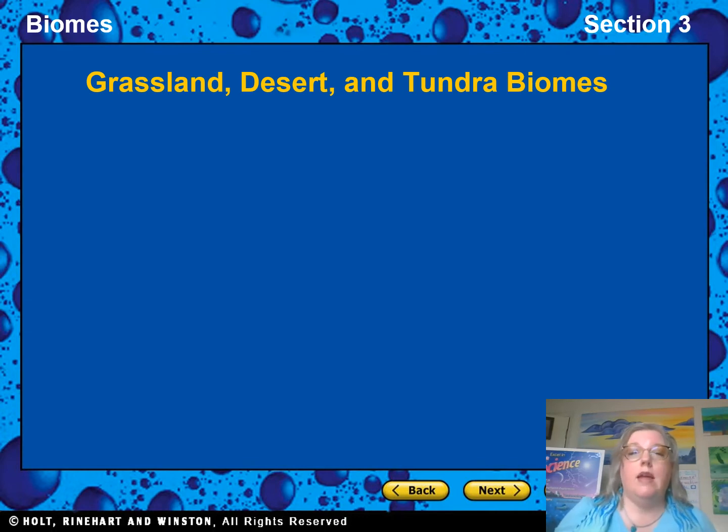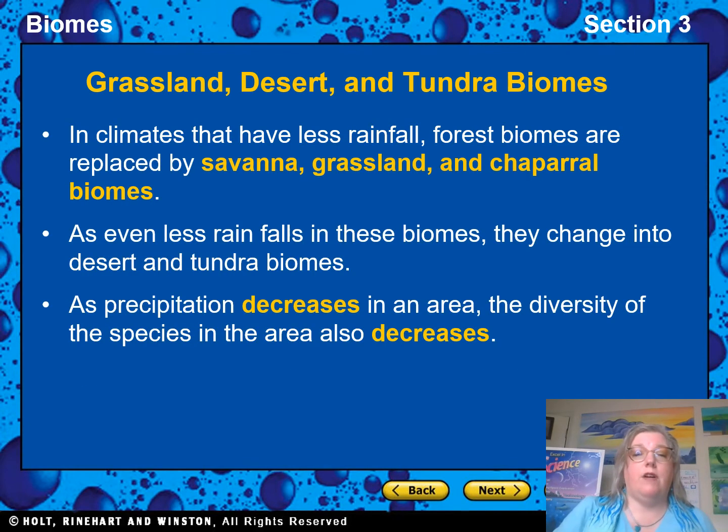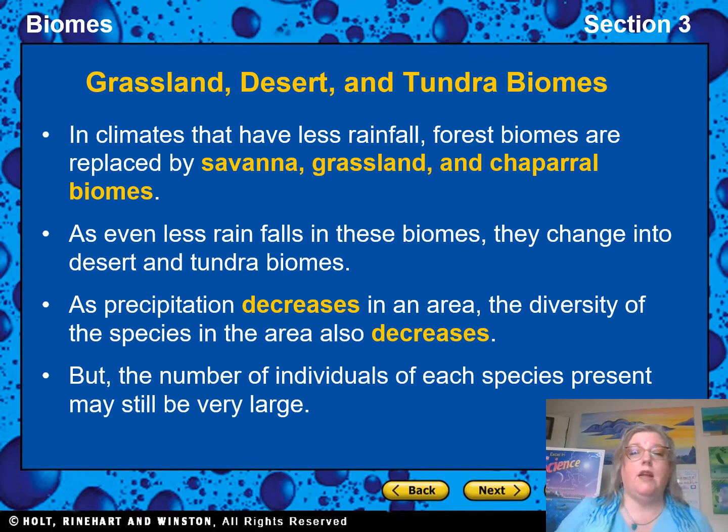All right, so in the climates that have less rainfall, like we said, we don't have enough to grow a tree. We have less than the forest biomes get, so we're going to have savanna, grassland, and chaparral, which you'll learn what that is soon. You get even less, you're going to get desert and tundra. As precipitation decreases in the area, the diversity of species also decreases. You're going to get fewer different types of species that can live there.